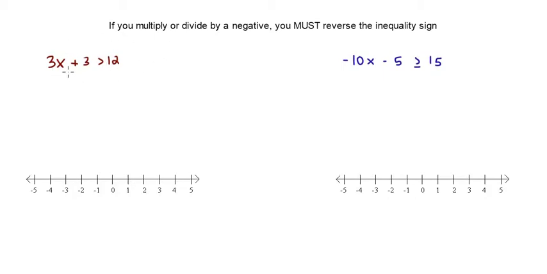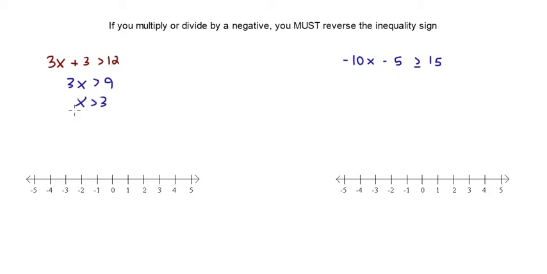So if we look at this first one, we would solve it just like a linear equation. We would want to get rid of everything that's not on the variable. So we can get rid of this 3, and we would get 3x, and we have to subtract 3. We get 3x is greater than 9. And then what do we do from there? We would divide both sides by 3, and we get x is greater than 3.